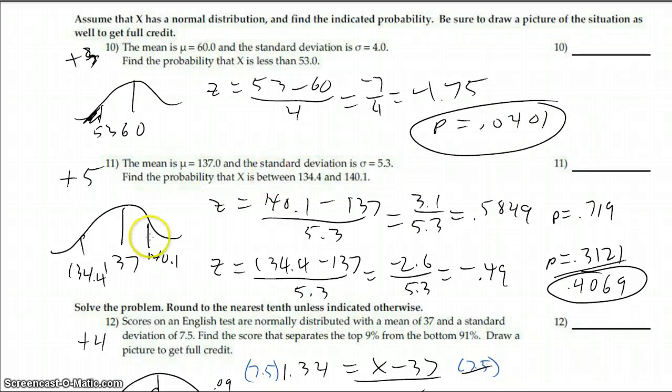On 11 here, we want to find the area between, so I guess I should have shaded that, I'm sorry. It should be shaded between right here. And so we find the two z-scores. The z-score for the upper gives you a z-score of 0.58, and if you look that up, that's 0.719. So that's the area below 140.1, almost 72%. Then we do the other one, find the area below 134, and that's a negative 0.49 standard deviation. So we find that p-value is 0.4132. Then we subtract those. So we take the area below minus the area below, gives us the area between. So that's 0.4069.